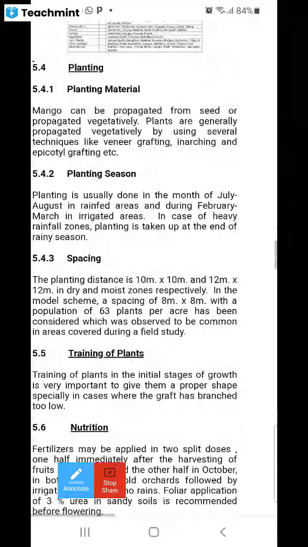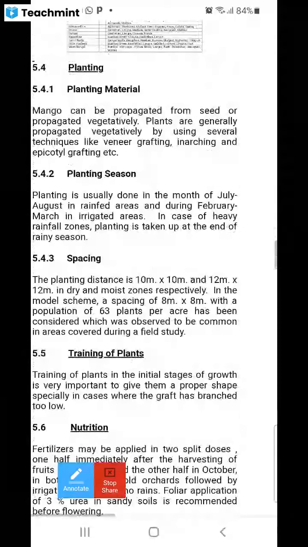Planting material like mango can be propagated from seeds or propagated vegetatively. Plants are generally propagated vegetatively by using several techniques. There are three techniques used. First is the winter grafting, inarching, or epicotyl grafting. These grafting methods are used for the planting.